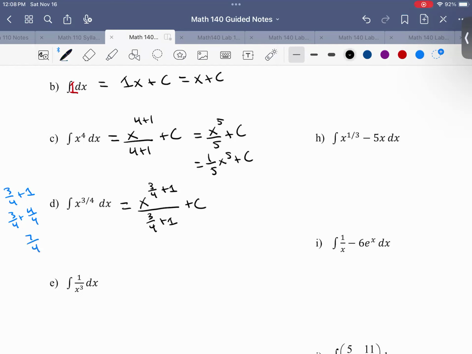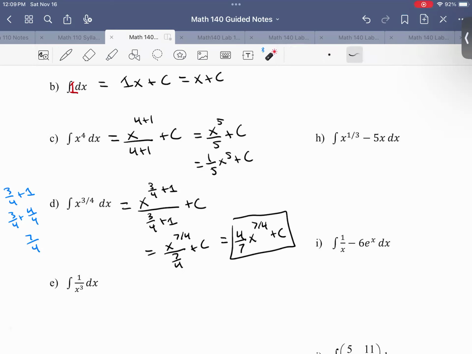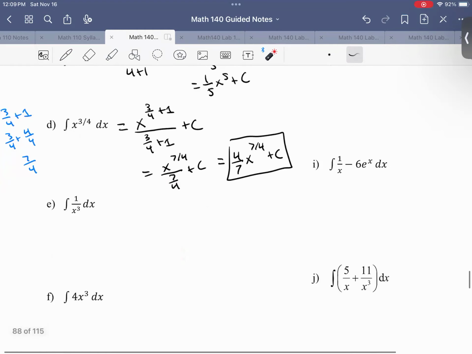So coming back to the problem, what I end up with is x to the 7/4 over 7/4 plus c. And just to rewrite this, it becomes 4/7 x to the 7/4 plus c, where this fraction just flips, it reciprocates. So that's letter D.